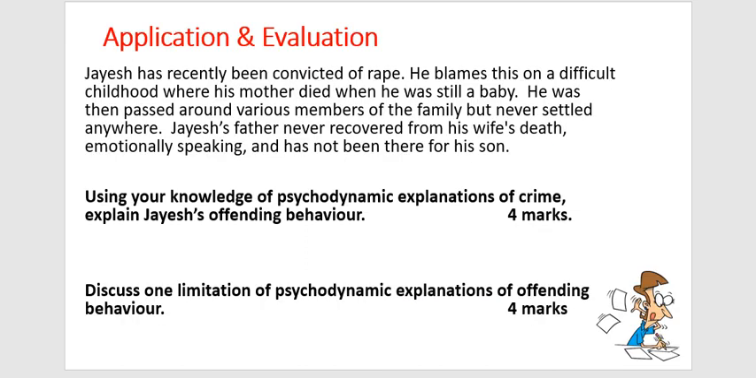So AO2, okay, make sure that we're happy with this. So Jayesh has recently been convicted of rape. He blames this on a difficult childhood where his mother died when he was still a baby. He was then passed around various members of the family but never settled anywhere. Jayesh's father never recovered from his wife's death, emotionally speaking, and has not been there for his son. So using your knowledge of the psychodynamic explanations of crime, explain Jayesh's offending behaviour. Okay, so have a go at that question.